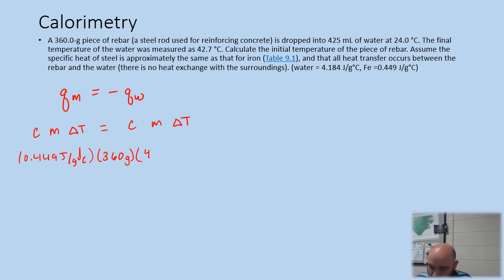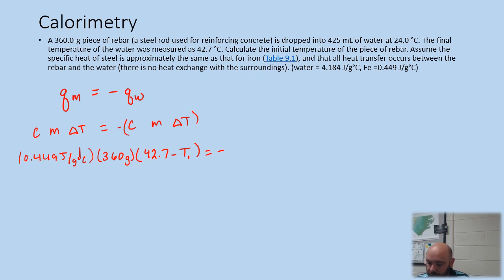So 42.7 is the TF. We don't know TI. That is what we are going to solve for. Then if we see for the water side, we can't forget our negative signs. That's imperative for these calculations.